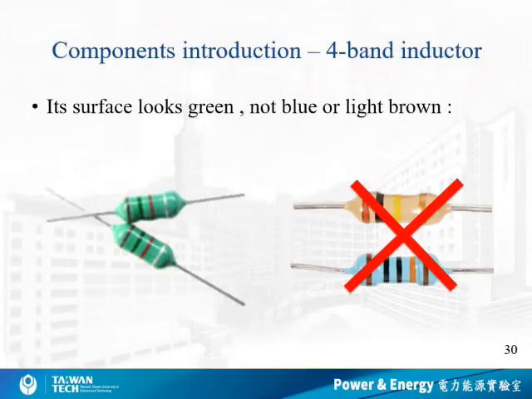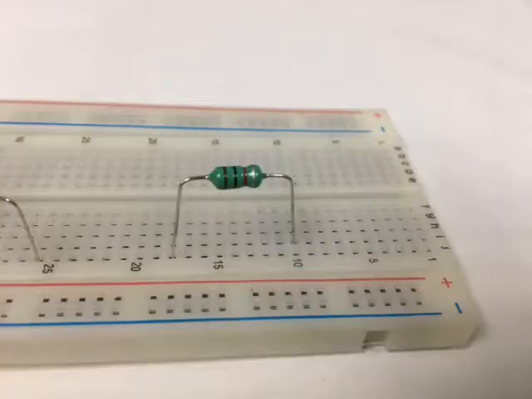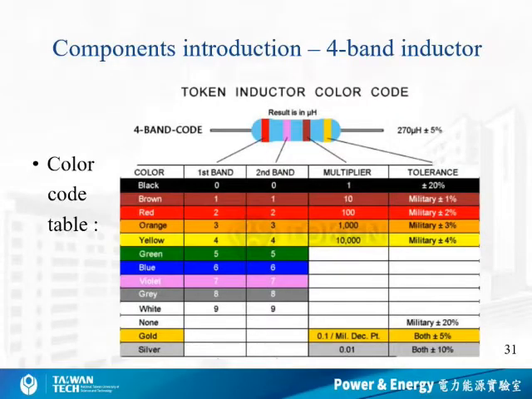This is the introduction of the four-band inductor. The main difference between a color code resistor and a color code inductor is their surface color. Its surface color looks green, not blue or light brown. It's an inductor. This is a color code table of inductors, from which we can know the inductance by its surface.